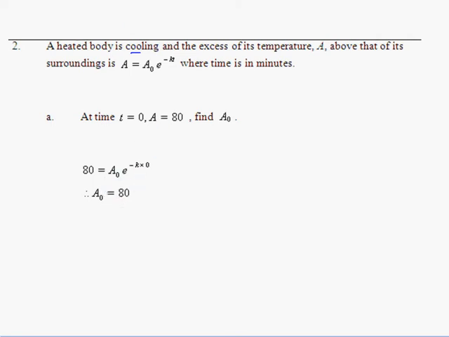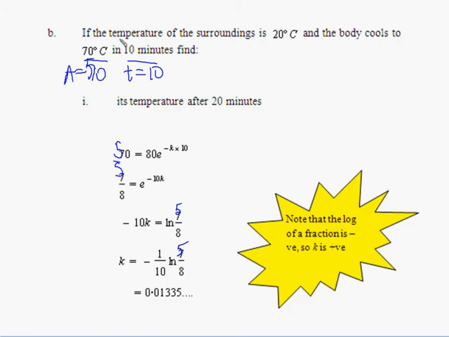The next part, we find the value of k, and we'll get some information to do that. So if the temperature of the surroundings is 20 degrees Celsius, and the body cools to 70 in 10 minutes, what does that mean? So find A would be 50, and t is equal to 10, because the temperature is going down. Then, for the temperature after 20 minutes, we substitute it in.